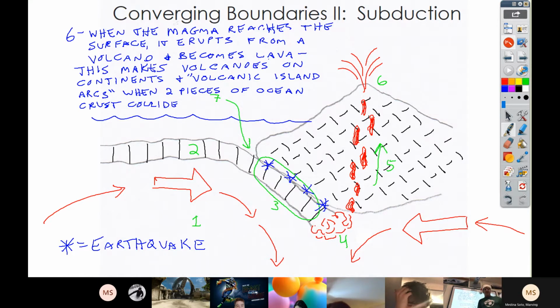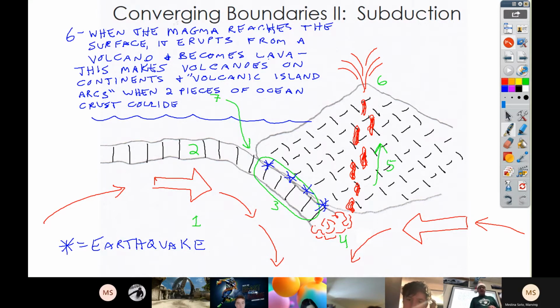Okay, so we either get these continental volcanoes or we get volcanic island arcs. That second one would be when two ocean crust plates collide. Now, the last thing that I haven't talked about yet is number 7. And number 7 is showing where the sea floor actually gets pulled down deeper and deeper and deeper. We get this long, narrow valley of underwater depth. And we call this a deep sea trench. And this is the deepest place in the world.